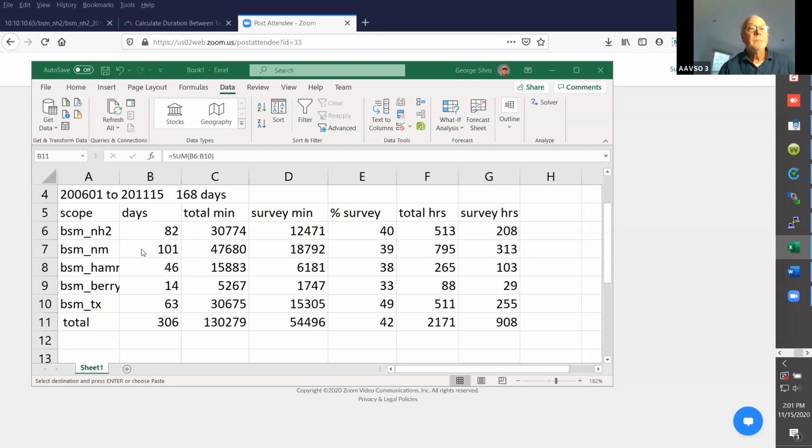And some of them have great weather, like BSM New Mexico. Some of these numbers are a little bit low because they weren't in full operation back in June. They're wrapping up. It would look different if I did a shorter period. And here's the amount of total observing time these scopes have. This is in minutes, and here it's converted to hours. So we have 2,171 hours of observing. This is on targets.